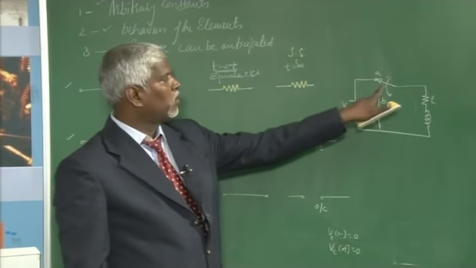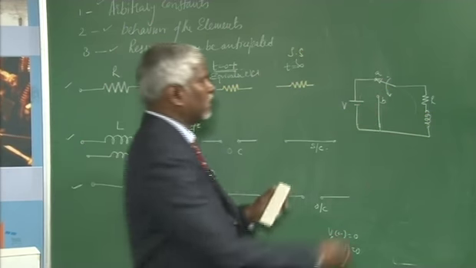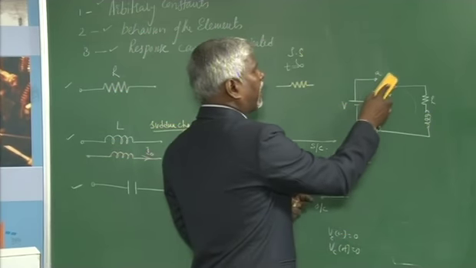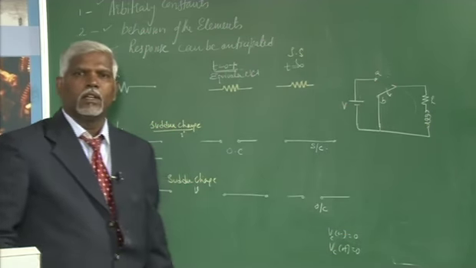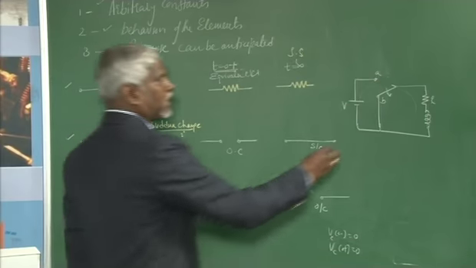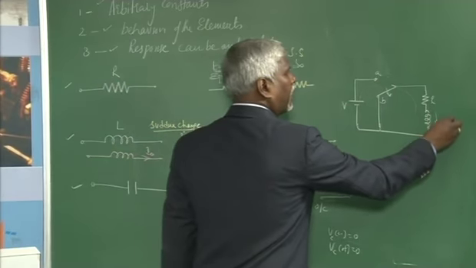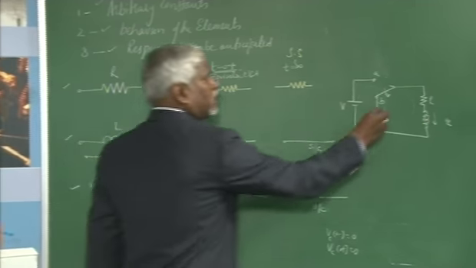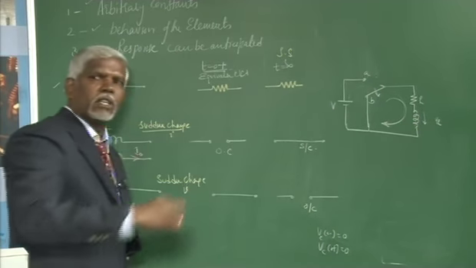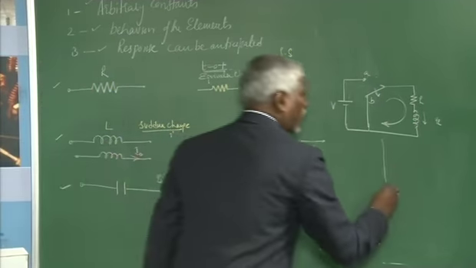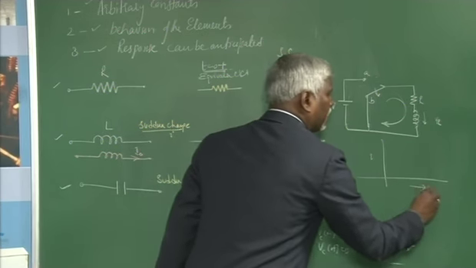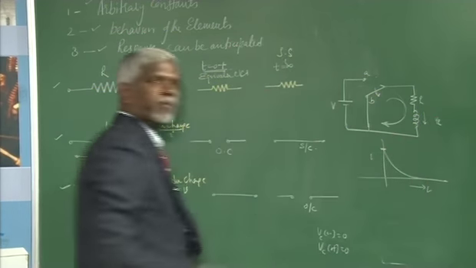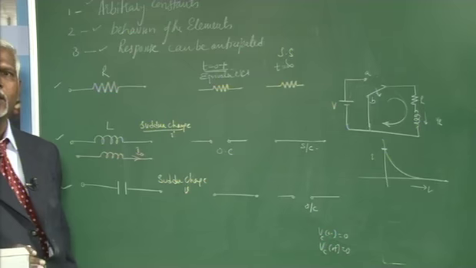Now, if the switch is moved to B, how does your inductor behave? This is a case of an inductor with initial current. Already there was a current flowing through the inductor, equal to V by R. This is what I mean to say: if there is a current through the inductor, in this loop the current gradually dies down to 0. If we plot the current with respect to time, the current starts at V by R and gradually dies down to 0. This is how your inductor behaves.